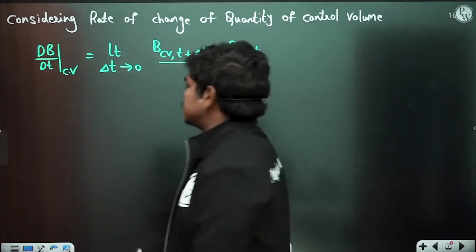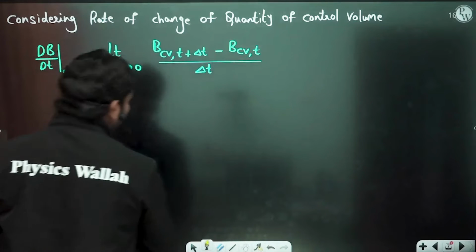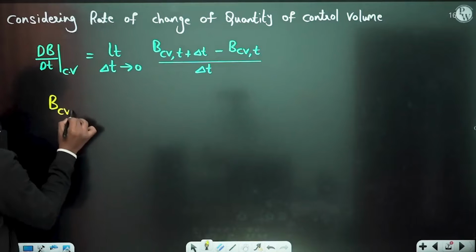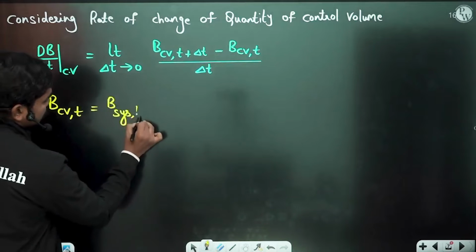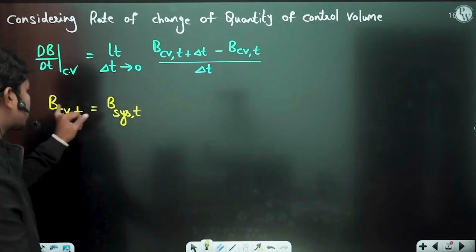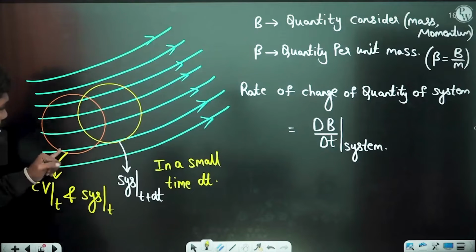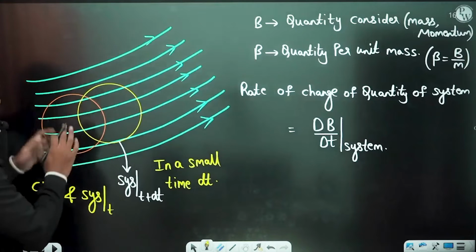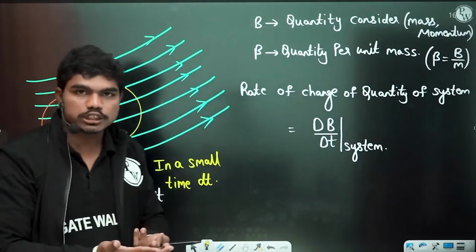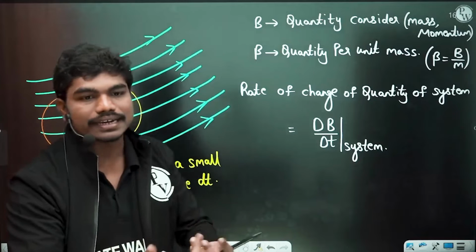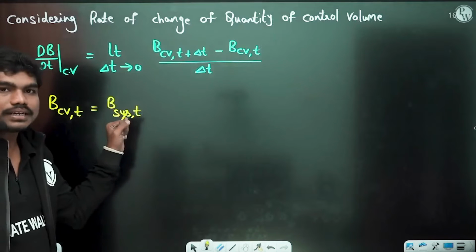Now let us try to identify certain terms here. The property of the control volume at time t is nothing but the property of the system at time t, correct? Yes or no? Because at time t, my control volume and system both coincide. For example, if I am talking about mass, whatever is the mass in this control volume, the same is the mass of my system also, because they are coinciding at time t. So B of the control volume at time t is equal to B of the system at time t.